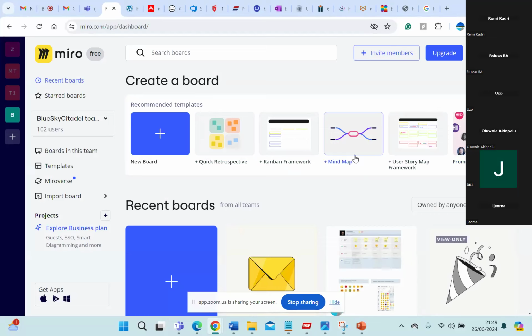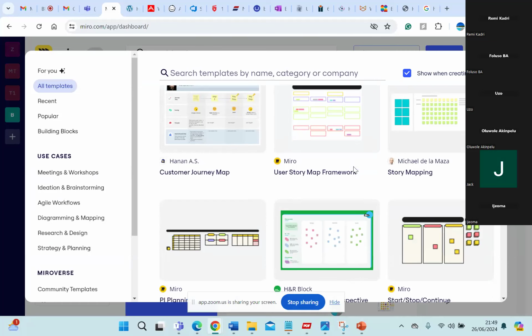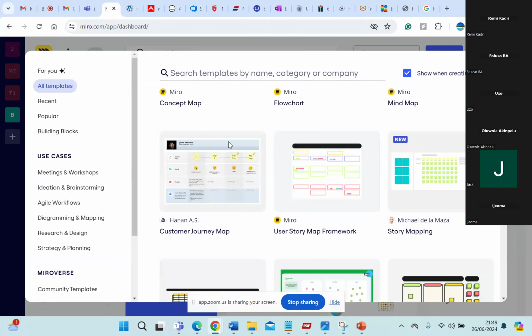I don't know if, during your last demo, some people created mind maps, so it has all of that. You click on show all. It can show you all the different things. You can search for a user journey map, or you can scroll down to the customer journey map. I want to use this one. All right, cool. Let me use this one.